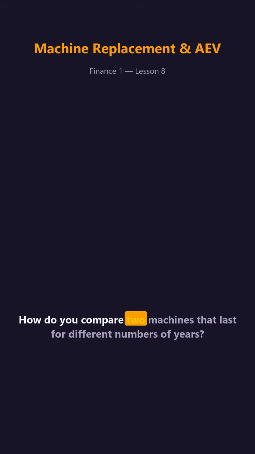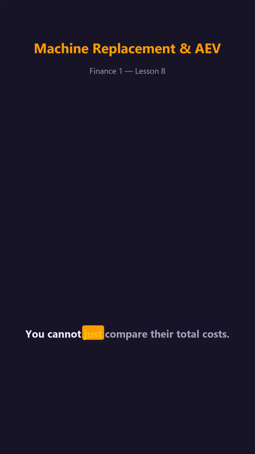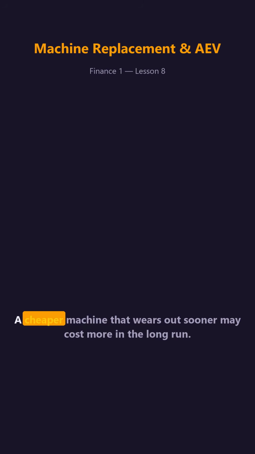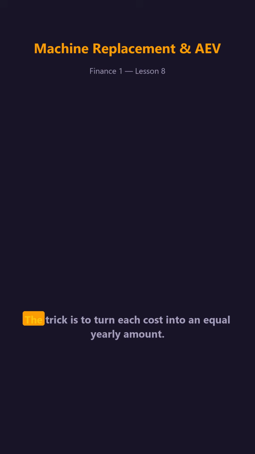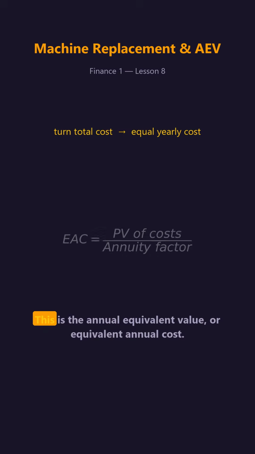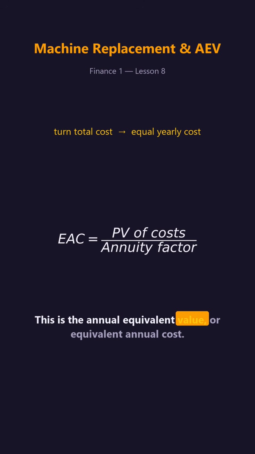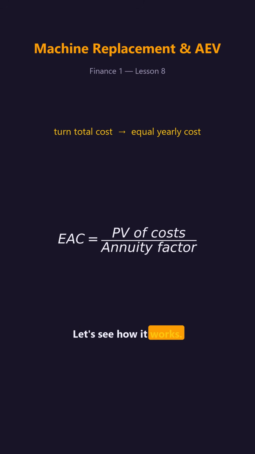How do you compare 2 machines that last for different numbers of years? You cannot just compare their total costs. A cheaper machine that wears out sooner may cost more in the long run. The trick is to turn each cost into an equal yearly amount. This is the annual equivalent value, or equivalent annual cost. Let's see how it works.